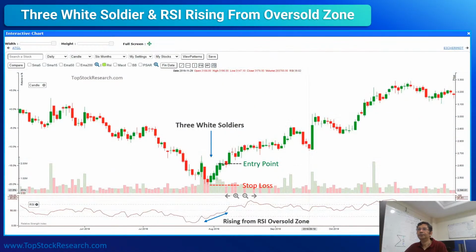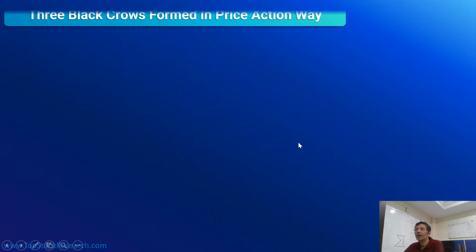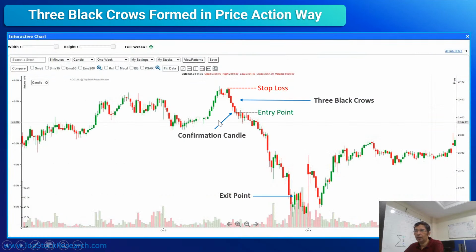Another example, three white soldiers clubbed with RSI rising from the oversold zone, right? So again, a very nice move out here. Three black crows, just the opposite of three white soldiers, is three consecutive big red candles. The best formation is when it is in an uptrend. So it's clearly a trend reversal, right?